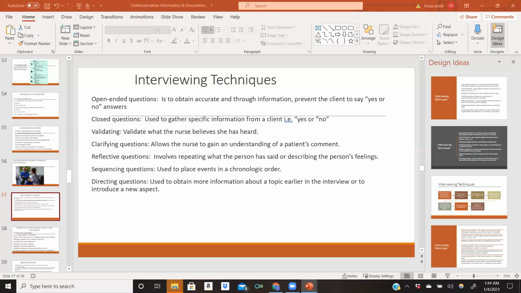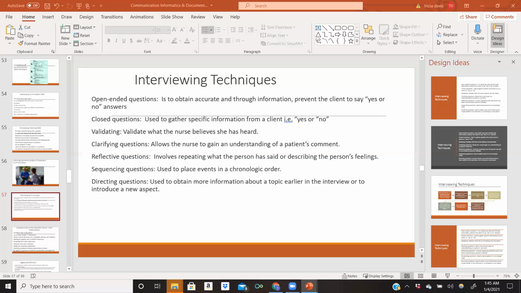The use of that clarifying question or comment allows you, the nurse, to gain an understanding of the patient's comment. When you use it appropriately, this technique can prevent possible misconceptions that could lead to inappropriate nursing diagnoses. The overuse of clarifying questions leads the patient to believe that you're not listening or that you lack the appropriate knowledge. So an example would be the patient says, I have never needed to take medicine before in my life. And the nurse says, is this the first health problem you've ever had? And the patient says, yes, I've always been healthy.